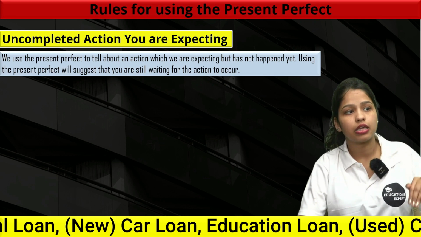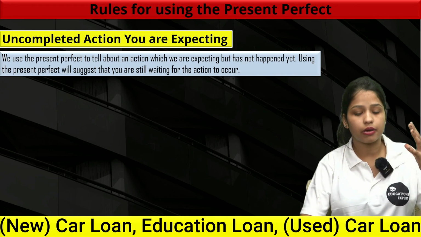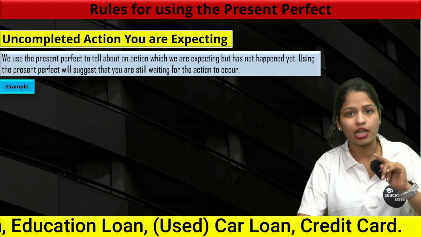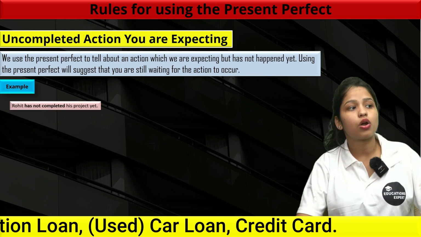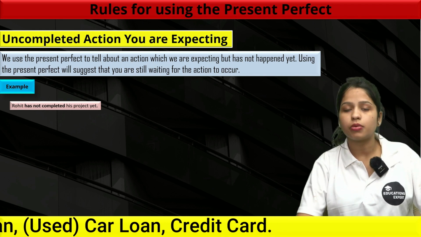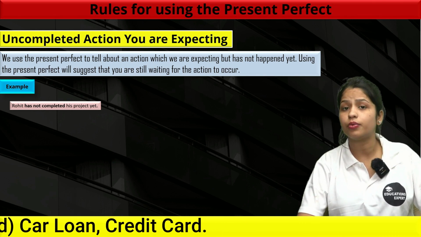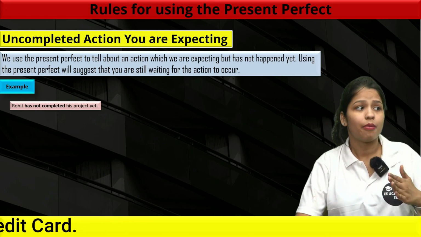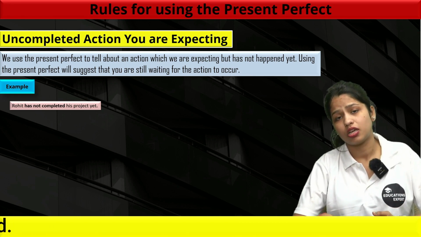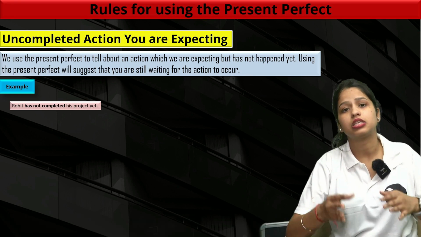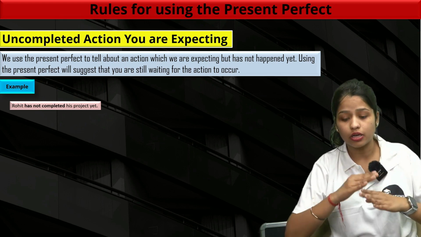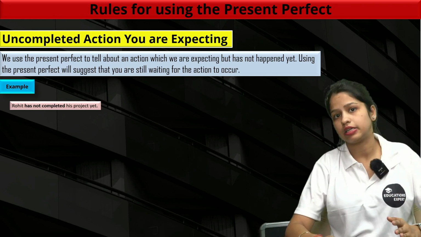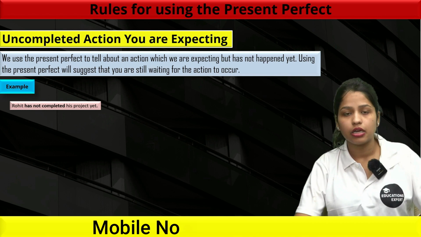If you are thinking of an action which will be completed in the expected time period and it is not completed according to that expectation, at that time we can use it. How? Rohit has not completed his project yet. Maybe Rohit expected that he will complete this project by next month or by a particular time period, whatever the time period is, right? But he has not completed the project yet. So you can use present perfect without telling the particular time period, but you can tell about the action that has not completed, right? So Rohit has not completed his project yet.